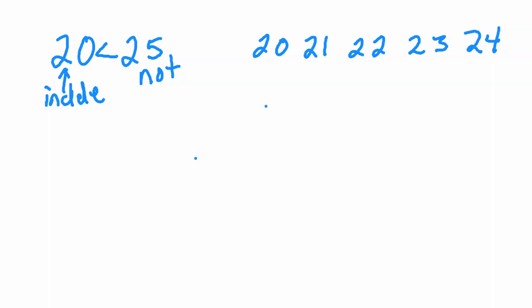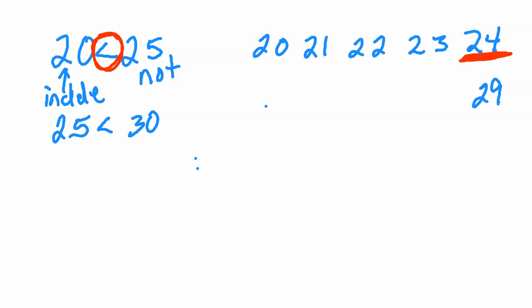So then they say 25 less than 30, but less than 30 is 29. Okay, so the book uses less than, not less than or equal to. So you have to go smaller than 25 to 24. Then this would be 25, 26, 27.